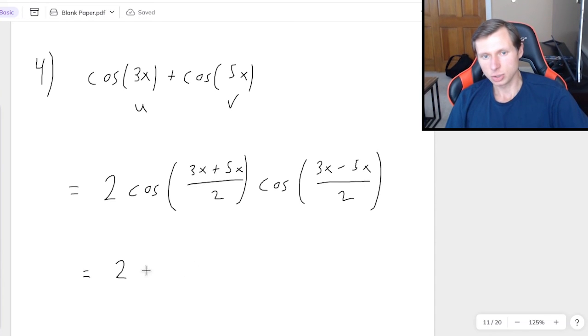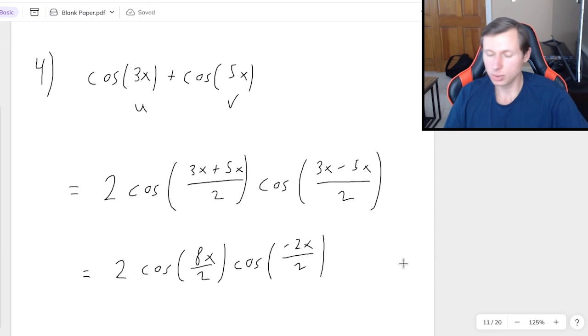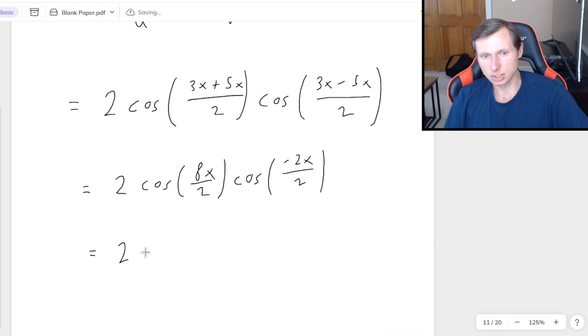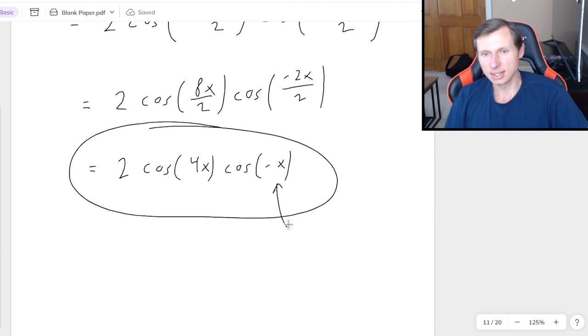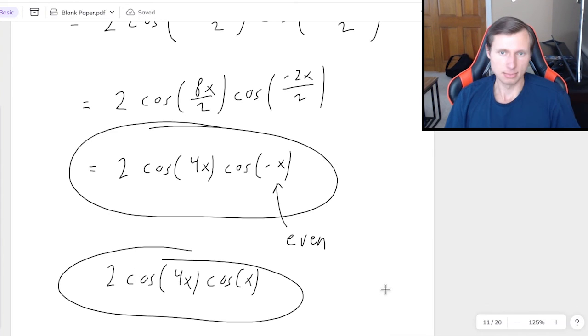And that's going to get me 2 cosine of 8x over 2 times cosine of negative 2x over 2, which I can reduce again to 2 cosine of 4x times cosine of negative x. And if you left it like that, I'm happy. If you also said, hey, the even function property from earlier, this is actually going to be positive cosine, and you can just ignore that negative entirely because of the even identity, I would be very impressed if you saw that. But either way, I'm okay with both of these answers here.